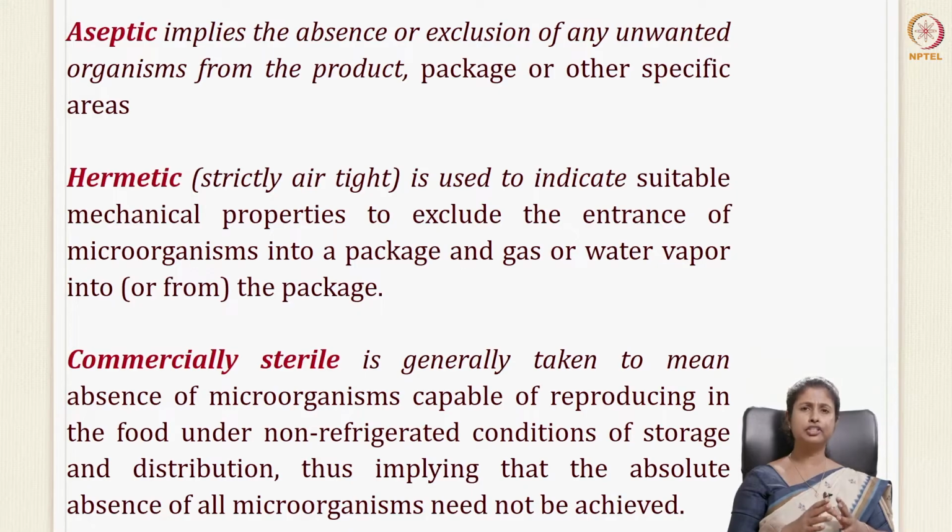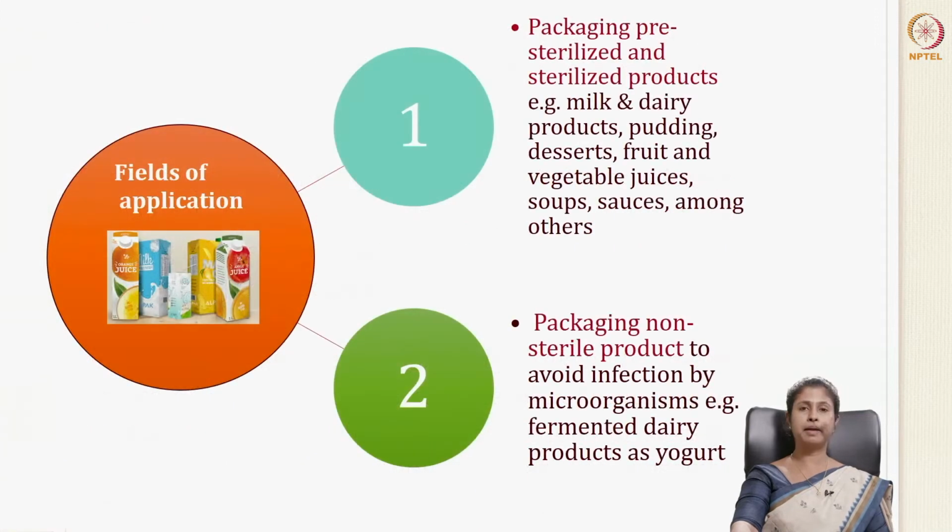And it is commercially sterile. See, you cannot have 100% sterility. Commercial sterility means that there is an absence of organisms, or if there are spores present, they are incapable of reproducing under normal conditions, okay? Under normal storage conditions. So if they do not reproduce or grow under normal storage conditions, you can say they are commercially sterile. So these three terms are very important in aseptic packaging.